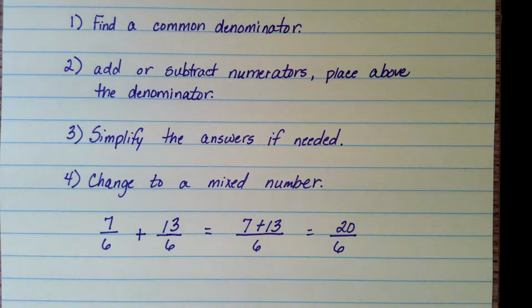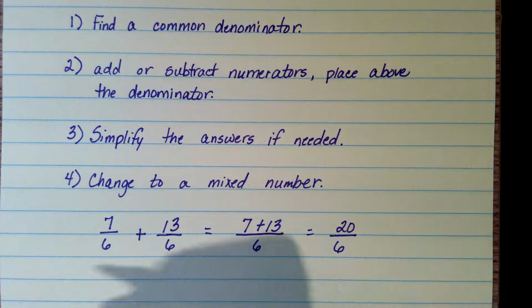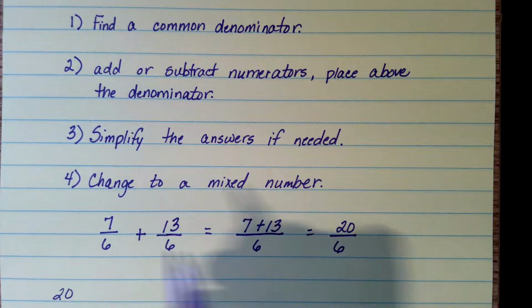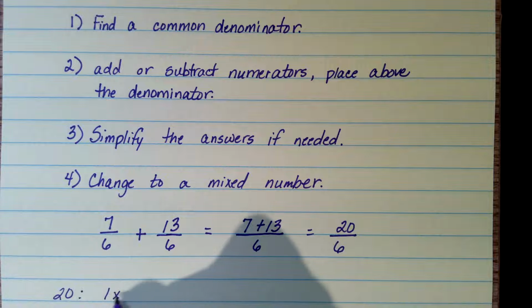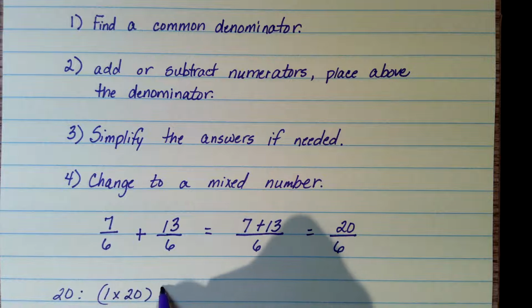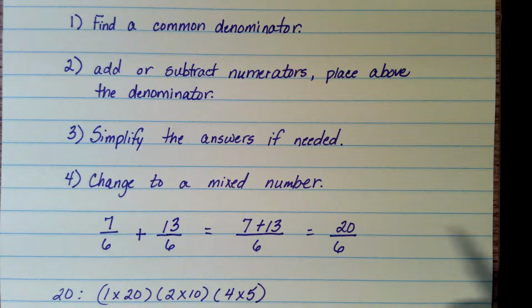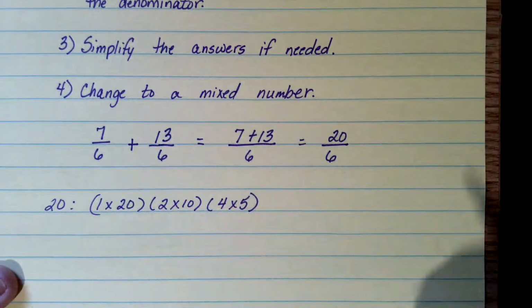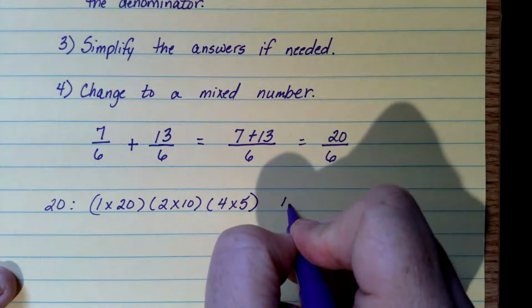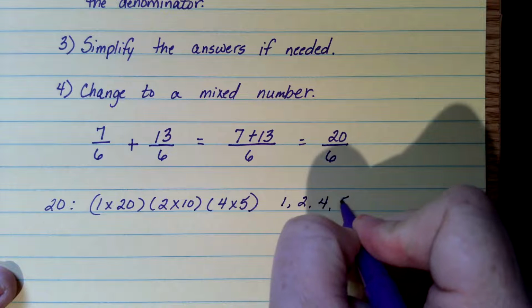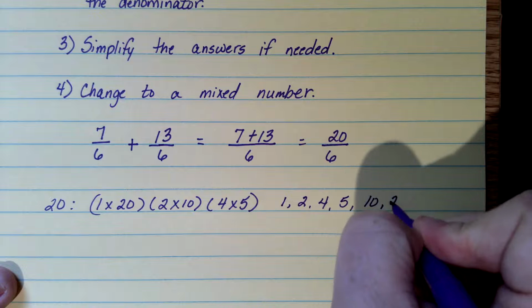The suggestion is to go ahead and simplify the answers first. So I'm going to look for the common factors between 20 and 6. When I look at the factors of 20, I know 1 times 20 is 20. 2 times 10 is 20. I can't do 3, but I can do 4 times 5 is 20. And then it begins to repeat. So I'm going to list my factors in order from least to greatest: 1, 2, 4, 5, 10, and 20.